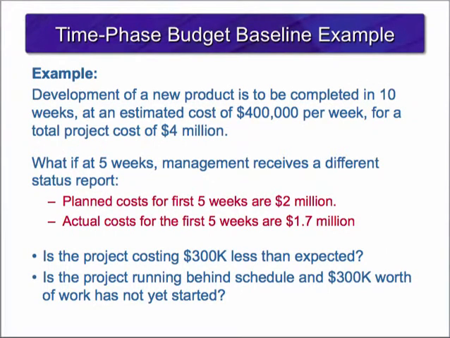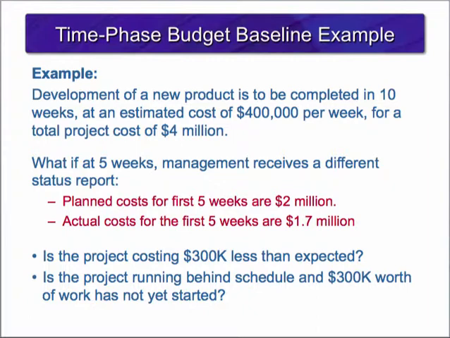Let's take a look at an example using the time-phased budget baseline. For this example, you are developing a new product which will be completed in 10 weeks at an estimated cost of $400,000 per week for a total project cost of $4 million. At the 5-week period, or halfway through the project, you receive a status report with the following information.